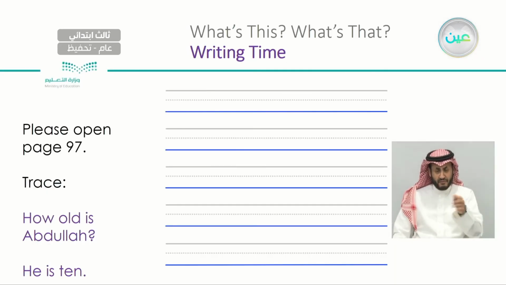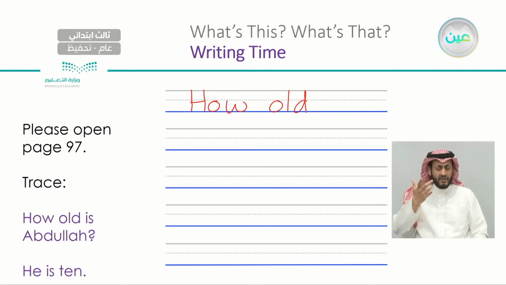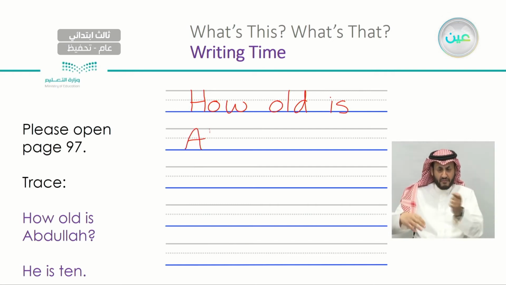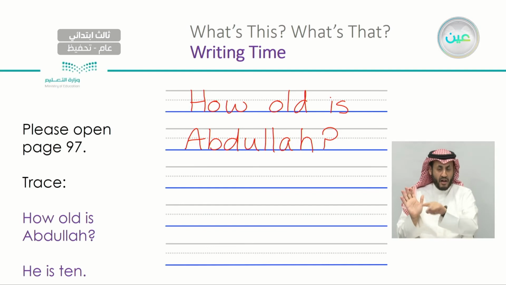How old is Abdullah? A-B-D-U-L-L-A-H. Now this is a question, so the punctuation we use is a question mark. Excellent. So how old is Abdullah?